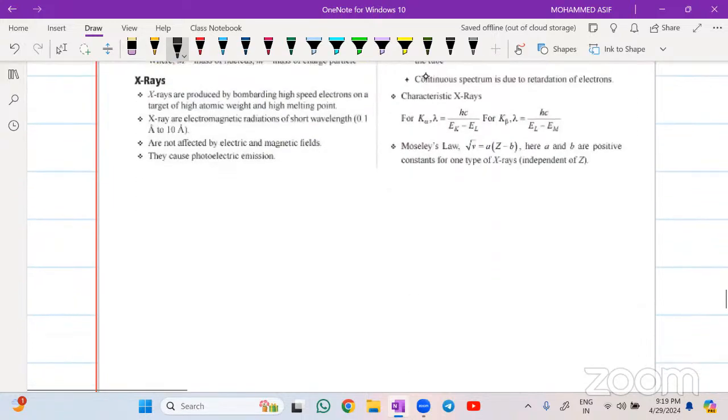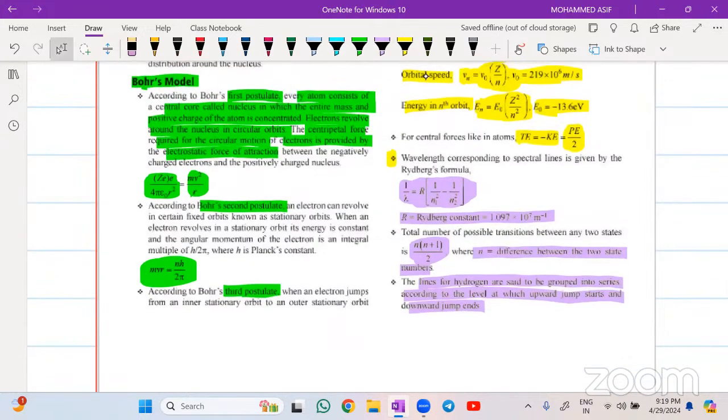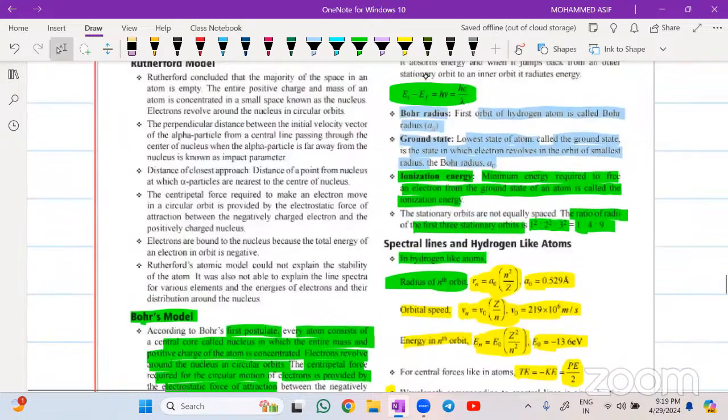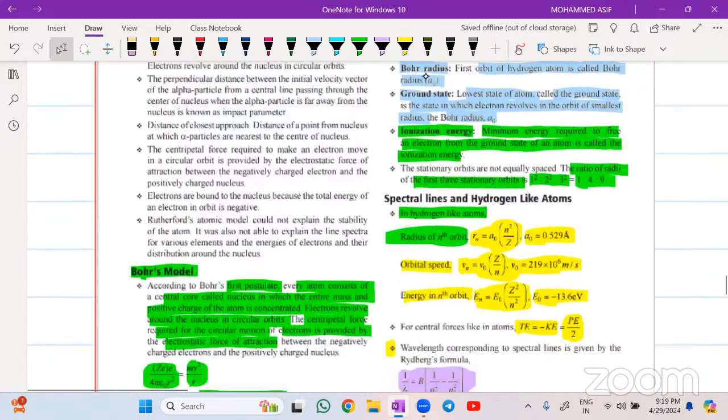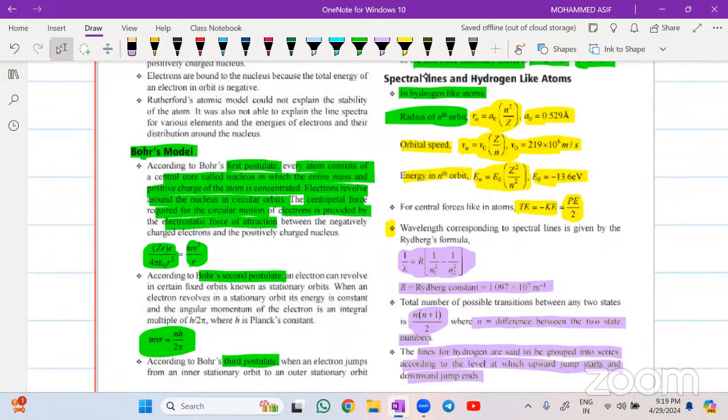Okay, the expressions and all are also not needed. So just remember these formulas. One is 1 by lambda is equal to R into 1 by n1 square minus 1 by n2 square. Number of possible transitions between any two states, n into n plus 1 divided by 2, and first postulate, second postulate, and the energy formula, and radius of nth orbit, orbital velocity, energy of your nth orbit. Then try to write down, remember, for central forces like an atom, total energy is minus of kinetic energy, that is equal to potential energy divided by 2.